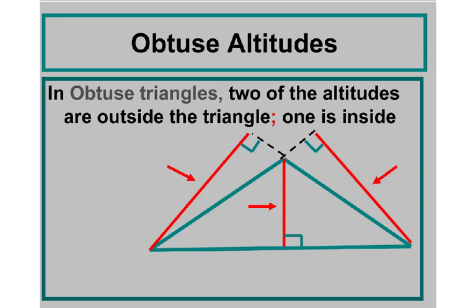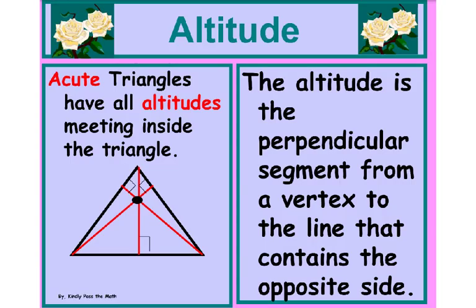So that's why I really want you, let's go back. Notice that it says a perpendicular segment from the vertex to the line that contains the opposite side. Normally they would say to the opposite side, but it might not actually be on that opposite side. I'll show you.